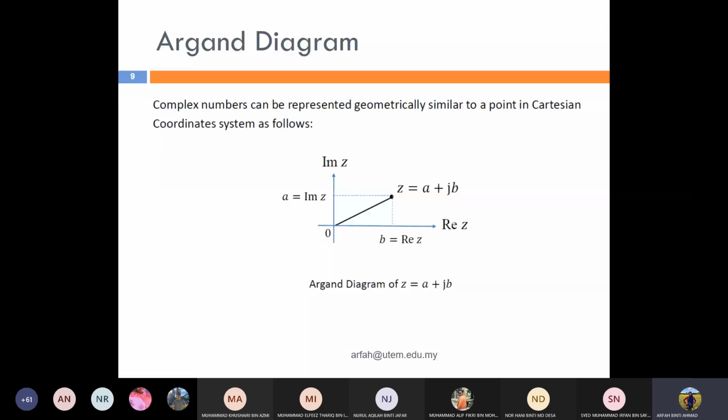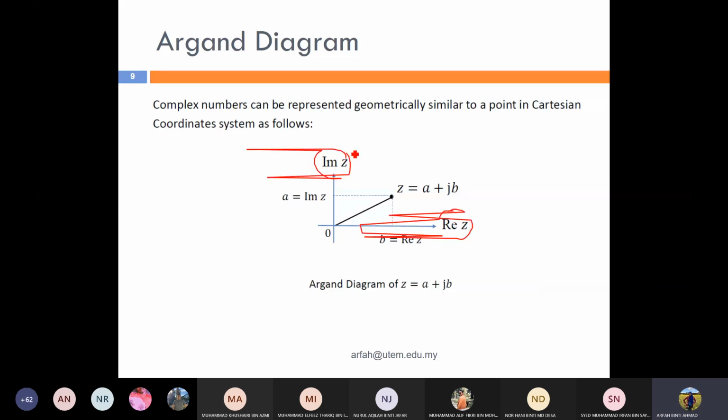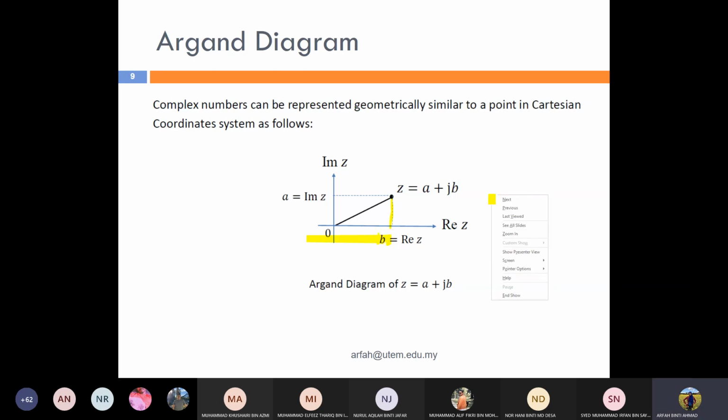Argand Diagram, complex number can be represented geometrically similar to a point in Cartesian plane, but the coordinates of the Cartesian system will have the real part, the real of Z, yang mana Z awal adalah this one. So you have the real of Z and then you have the imaginary number for Z. Okay. So the real of Z and imaginary number of Z, kalau nak plotkan dekat dia punya point, yang ini adalah yang ini A ni patutnya. Okay. This one is A. Yang ini A. A adalah real of Z dan B adalah imaginary bagi Z. So this one should be A and this one should be B.